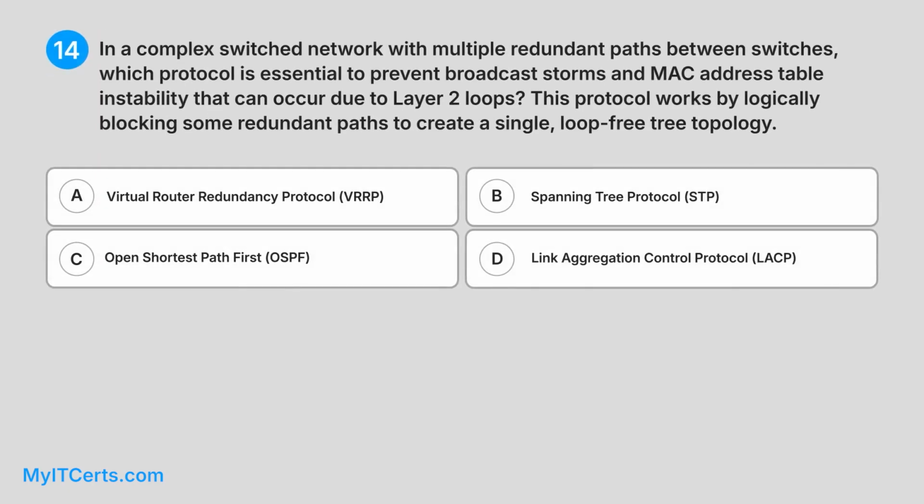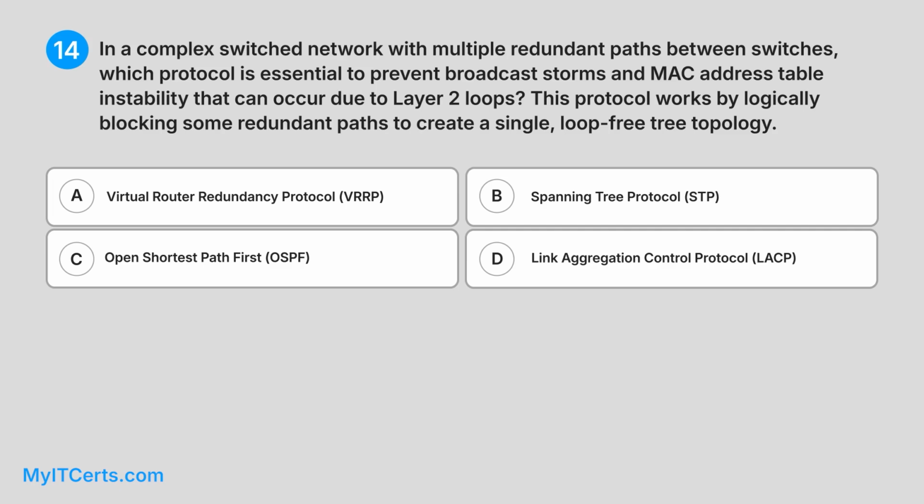14. In a complex switched network with multiple redundant paths between switches, which protocol is essential to prevent broadcast storms and MAC address table instability that can occur due to Layer 2 loops? This protocol works by logically blocking some redundant paths to create a single, loop-free tree topology.